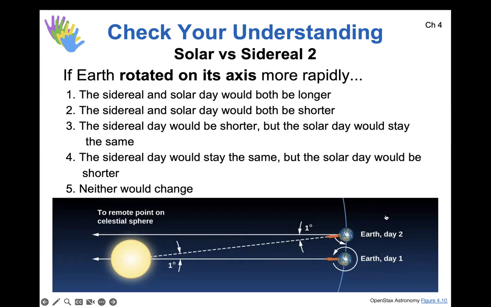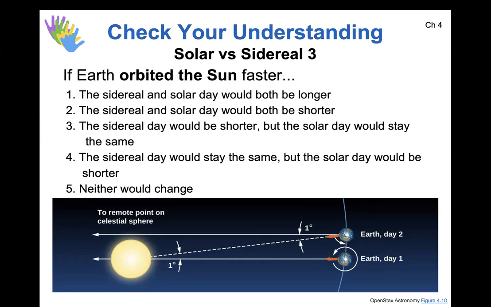All right. Yep. So they would both be shorter, is what you're saying. Okay. Yeah, because the Earth would be spinning faster. You're saying that they both would be shorter. That's absolutely right. They'd both change because that rotation of the Earth would affect both of them.